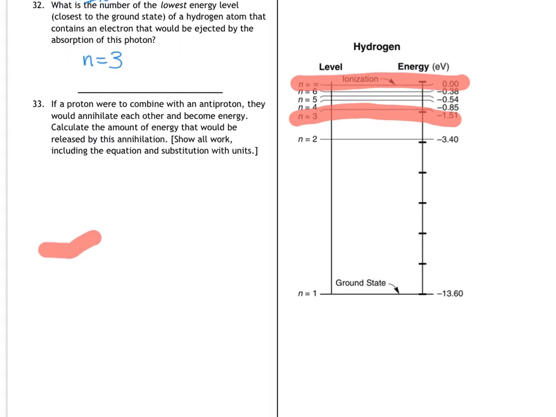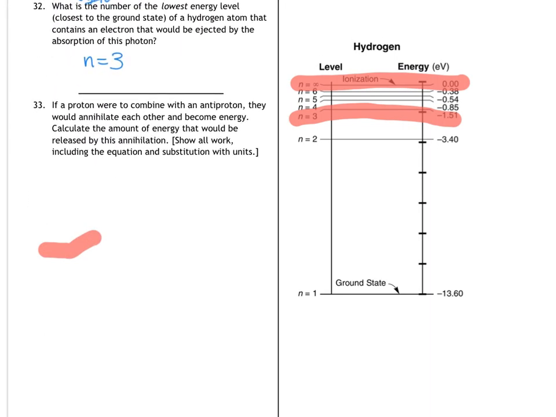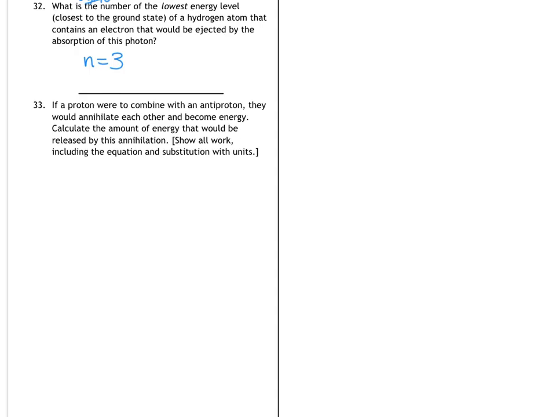And our last question in this review is, if a proton were to combine with an antiproton, they would annihilate each other and become energy. Calculate the amount of energy that would be released by this annihilation, and this is going to be an E equals mc squared. The trick is going to be to figure out what is the mass of a proton and an antiproton, but if we can find the mass of one of them, then just know that they'll both have that mass, because antiparticles have the same mass as their particle.